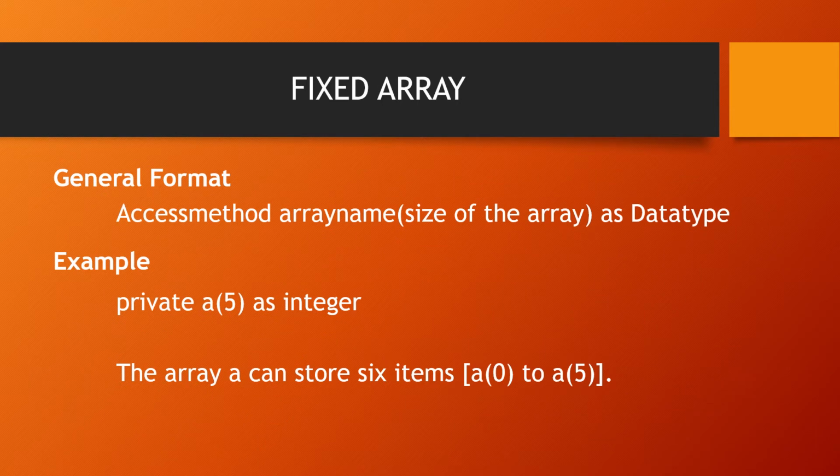Fixed array. The syntax for a fixed array is, first we have to mention the access method, whether it is going to be public or private, followed by the array name, the size of the array, and the data type for which the array is going to be declared. Here we have one example. Private, the access method for this array is private, the array name is A, the size of the array is 5, and it is going to store data of type integer. So the array can store a total of 6 items, from A(0) to A(5).